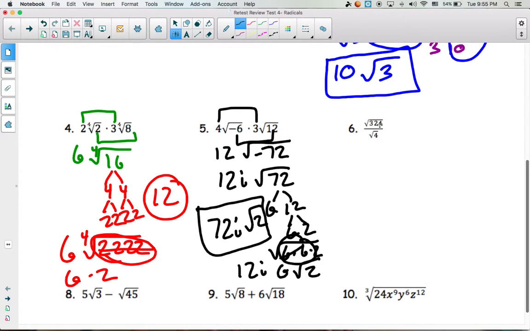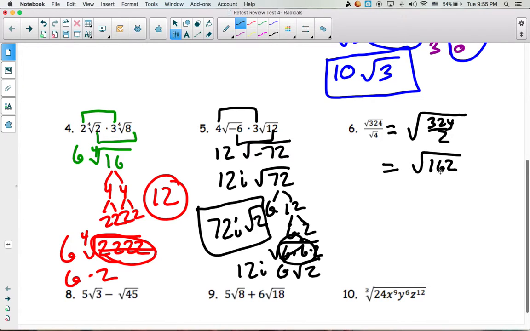Question number 6, we have two radicals, we're dividing them. So what you can do is you can combine them as one radical. So I'm going to write this as square root of 324 divided by 2. I'm going to take 324 and I'll divide it by 2, and that gives me 162.